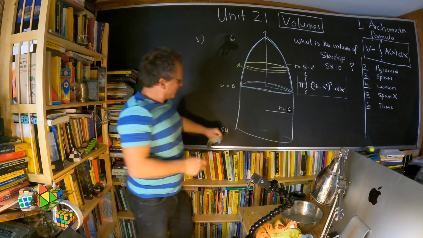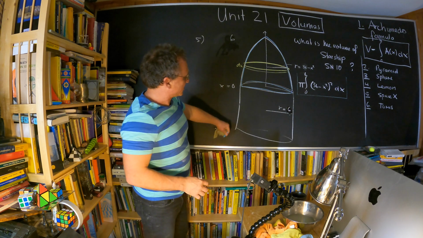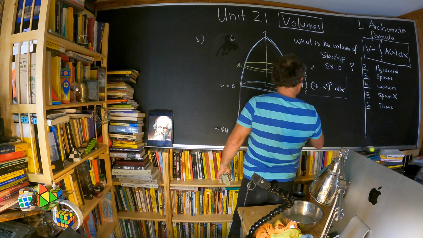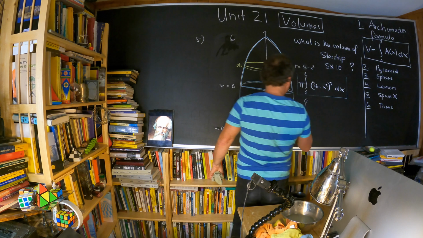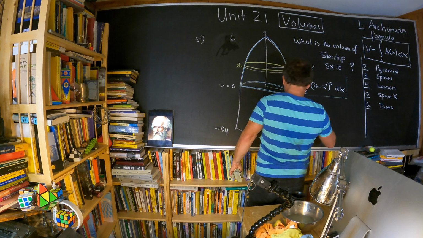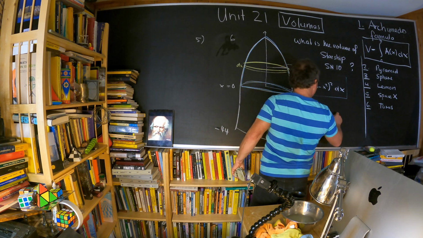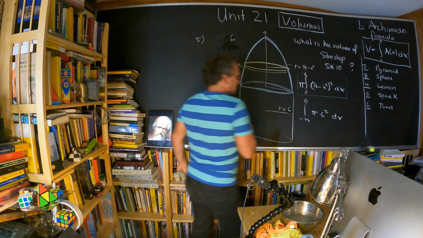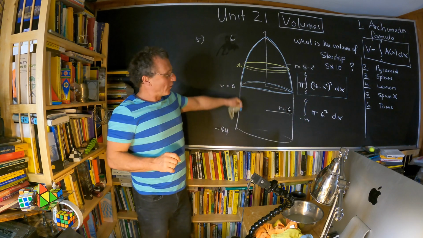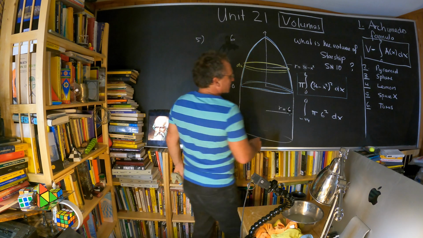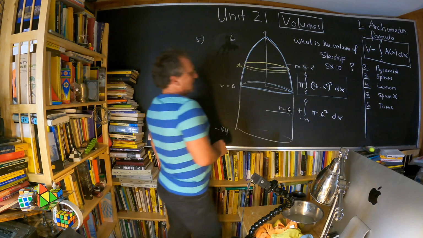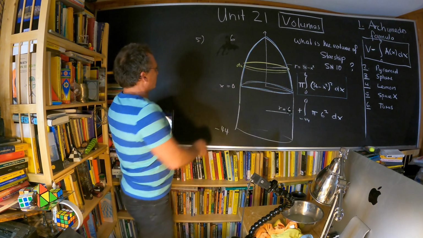and then we have a cylinder. Let's just take that also. So we have from minus 4 to 0. The radius is 6, so it's pi 6 squared dx. So that gives us the volume of a cylinder. So that's the addition. So let's just compute that quickly.